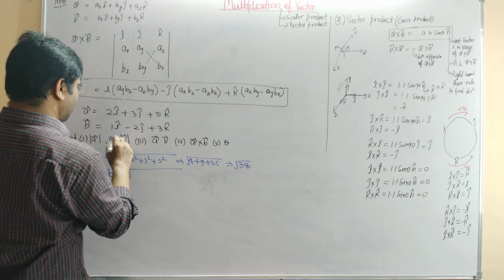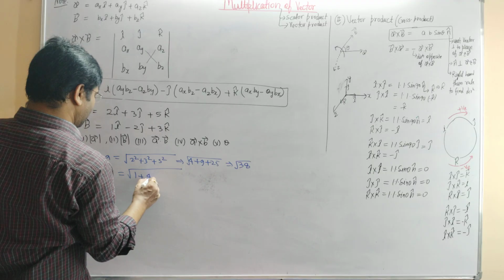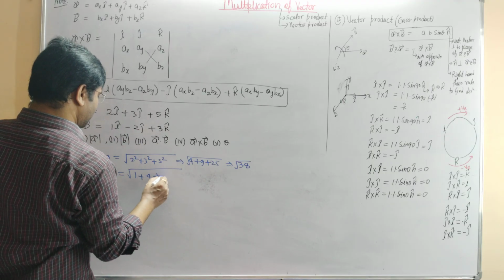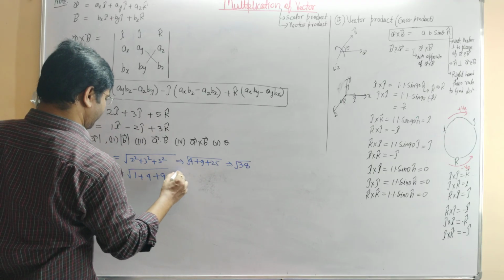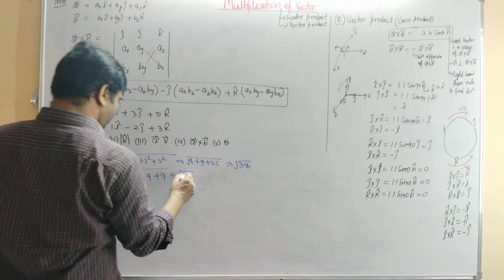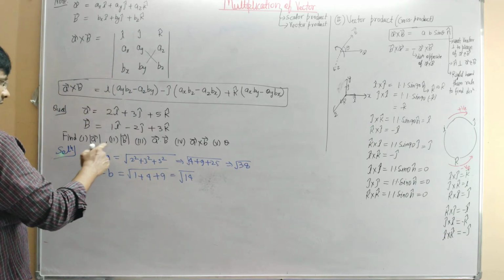If you are calculating vector b, that is equal to, you can calculate here, 1 square, 2 square plus 3 square, so 1 plus 4 plus 9. This value will be under root 14. Okay, so a, b.